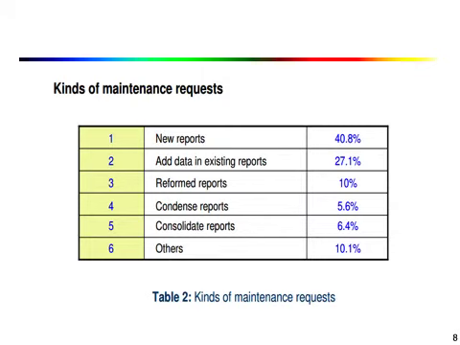And this is a table showing the kinds of maintenance requests that occur, like new reports, add data in existing reports, reformat reports, content reports, consolidated reports, etc. In this, about 40.8% of the maintenance requests will be new reports. Okay.